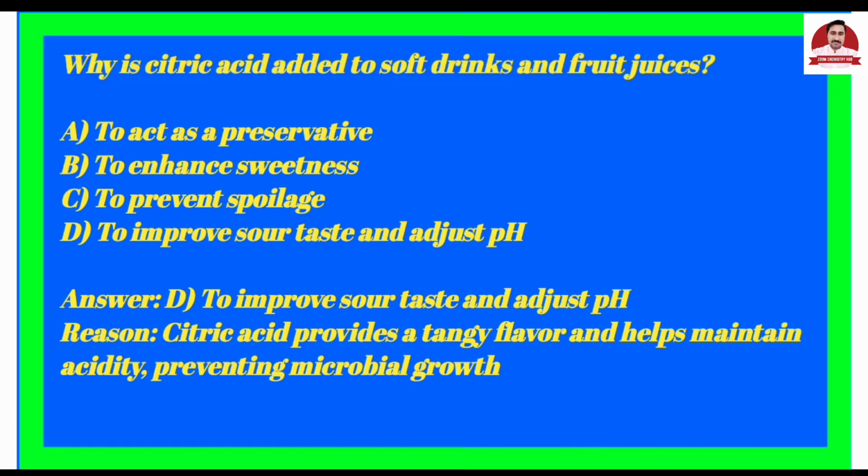Next question. Why is citric acid added to soft drink and fruit juice? Option A, to act as a preservative. Option B, to enhance sweetness. Option C, to prevent spoilage. Option D, to improve sour taste and adjust pH.